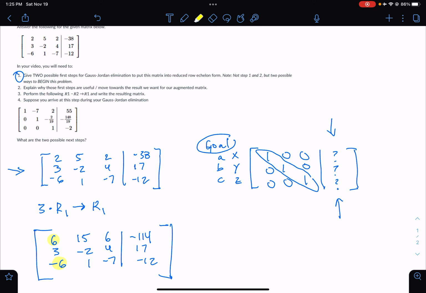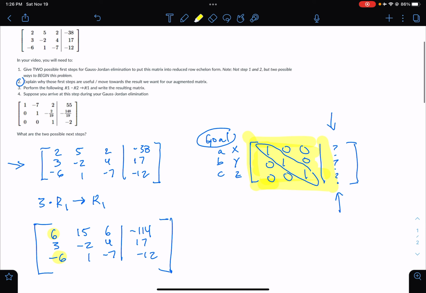The next question asks, explain why those first steps are useful. I think I just explained that. It's because we are aiming to have this result here. Question number 3, perform the following. Row 1 minus row 2 to equal row 1. Okay.